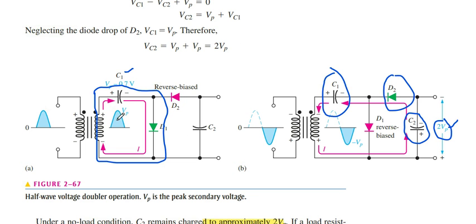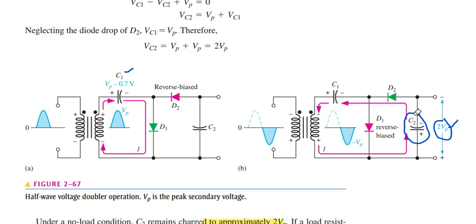So when C1 is charged, I again mention to you, when C1 is charged, D1 is forward biased for the positive half cycle, while D2 is reverse biased. So the current does not pass into the next loop and passes through this circuit.